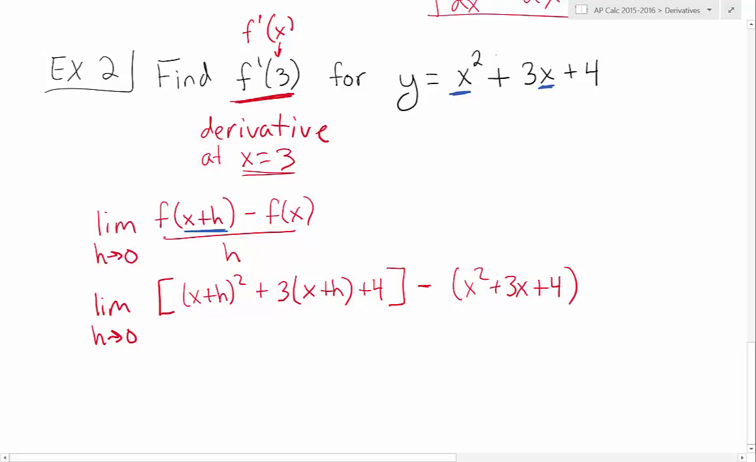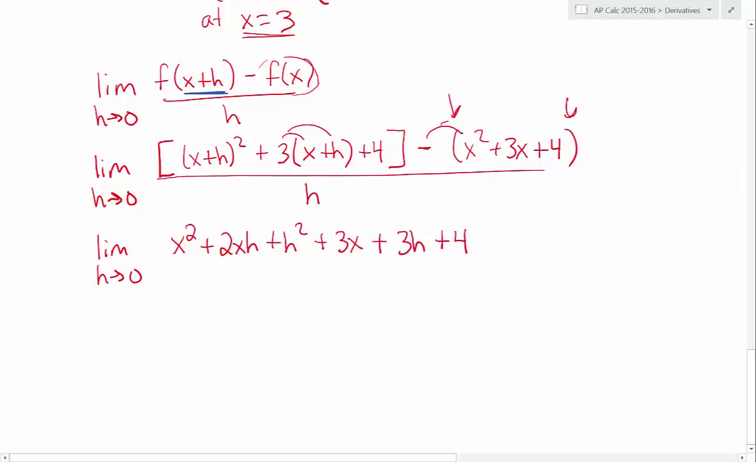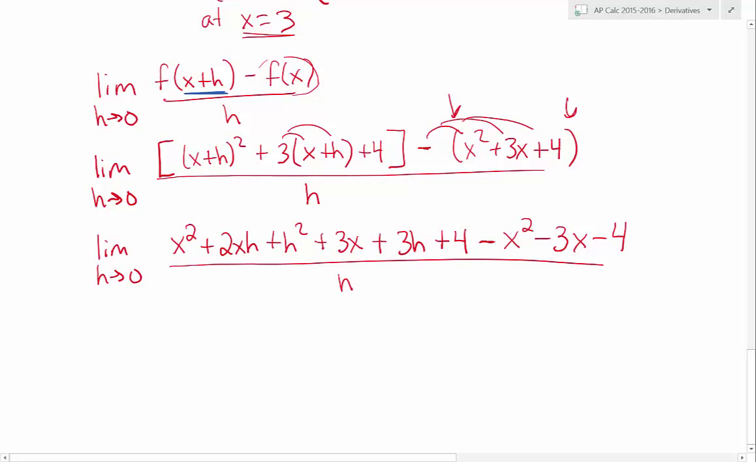Make sure that when you plug in f of x, you put these parentheses, because you're going to have to distribute that negative. All divided by h. Now we're just going to start simplifying. So I'm going to expand, FOIL that out: x squared plus 2xh plus h squared, distribute the 3, plus 3x plus 3h plus 4, and then we distribute this negative, minus x squared minus 3x minus 4, and all of that is divided by h.